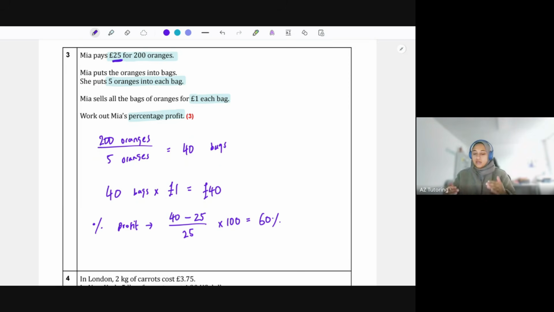Nice and straightforward. And I've displayed my working out quite nicely for the 3 marks there. So it's good practice to also display your working out like so.